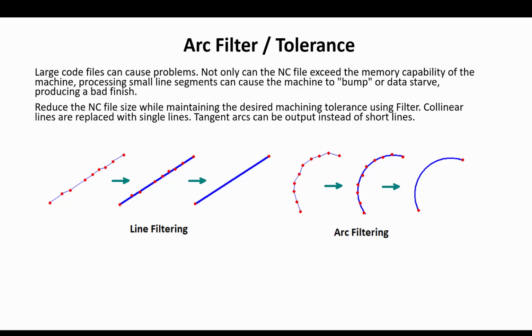Collinear lines can be replaced with single lines, and tangent arcs can be output instead of short lines. You can apply the same maximum line and arc tolerance value to lines and arcs, or you can choose to tighten the tolerance more for lines or for the arcs as required by your application. Line arc filtering significantly reduces the number of NC blocks in the post and may improve the machined precision of the part as well as its surface quality.